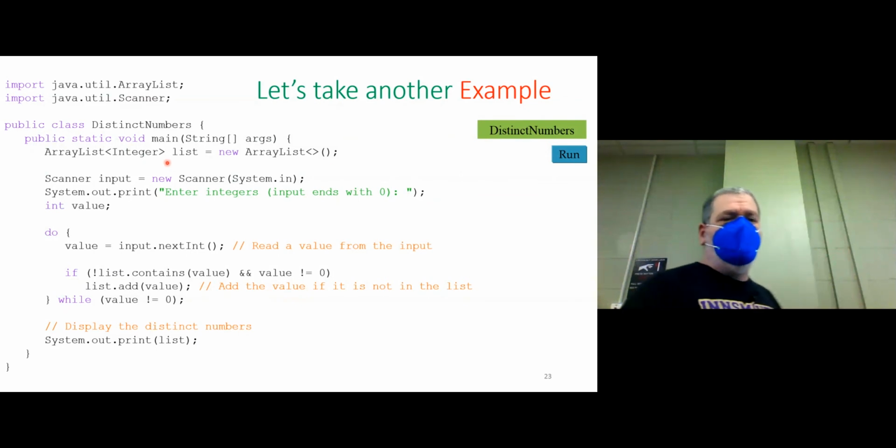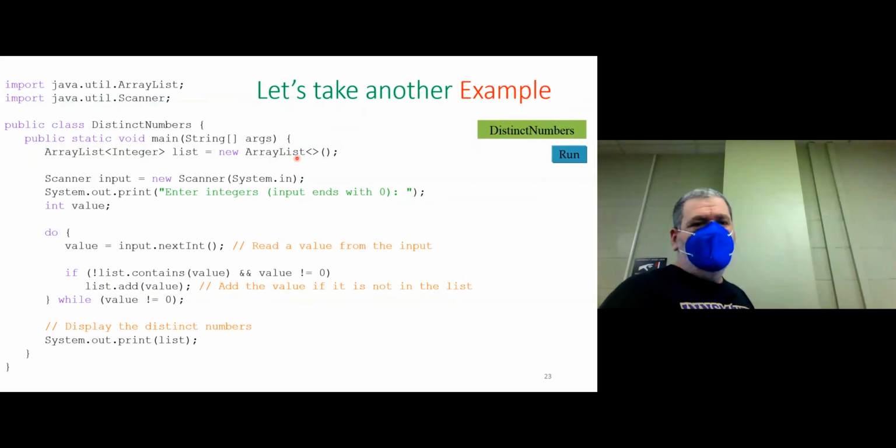So what do we have here? We have an array list of integer named list. We create it here. We create a scanner. We tell the user enter a bunch of integers. The input ends when you enter 0. So here's my value that I'm going to use to read integers from the user. A do-while loop, nothing tricky here, okay? I keep going while the value is different than 0. Value is equal to input, the name of my scanner, dot nextInt.